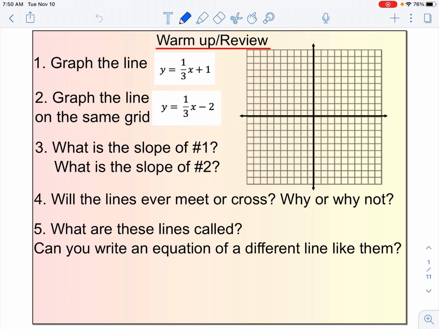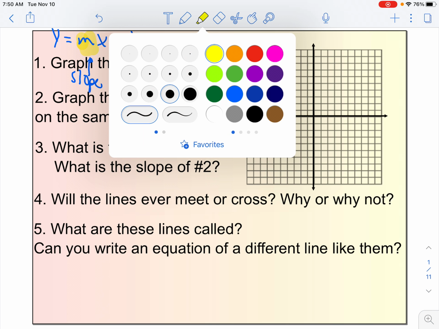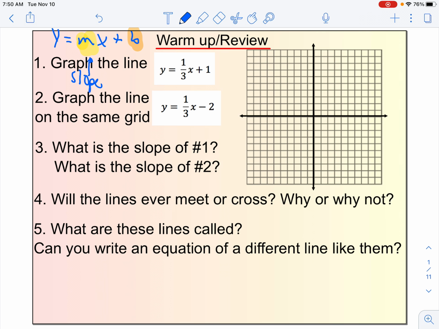Chapter 5, Day 9. Here's a little warm-up review that we're going to work through together. Graph the line y equals 1/3 x plus 1. Remember, this comes from y equals mx plus b, and m right here is the slope, and b is the y-intercept.